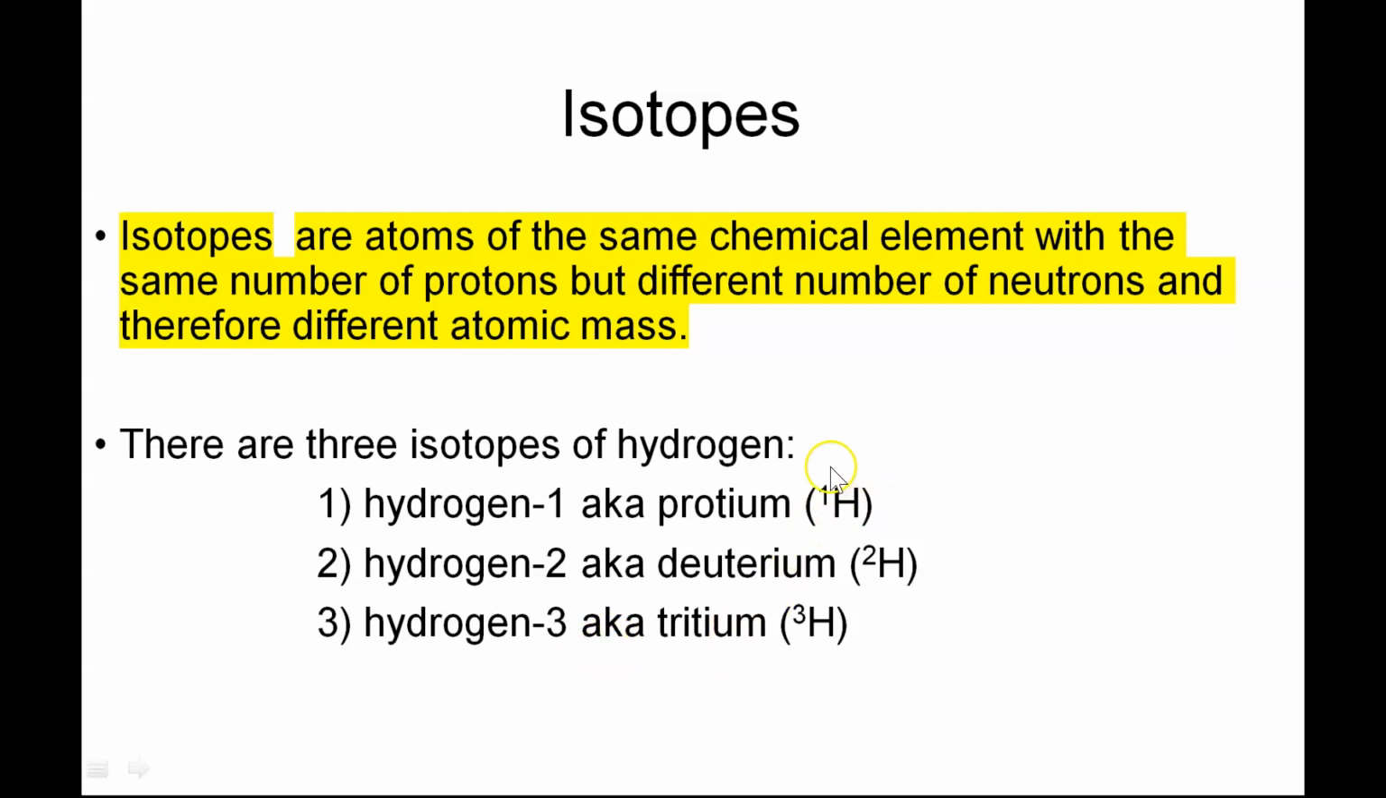So hydrogen 1 is written like this, H, and on the left side we are going to put 1 as a superscript, and so this symbol indicates that we are talking about hydrogen 1. Hydrogen 2 will be shown like this. We will have the number 2 as a superscript on the left side of the element. And hydrogen 3 will be written like this. We will have the number 3 as a superscript on the left side of the letter H. Hydrogen 1, hydrogen 2, and hydrogen 3.